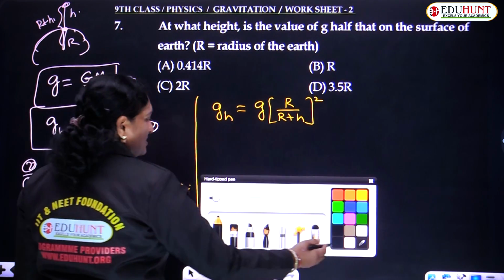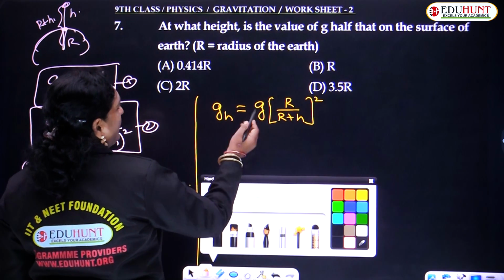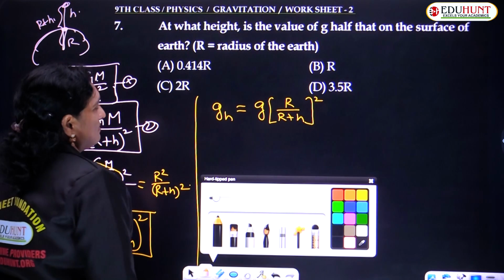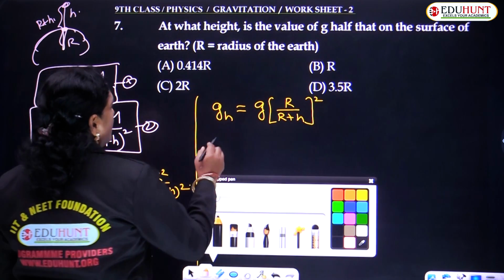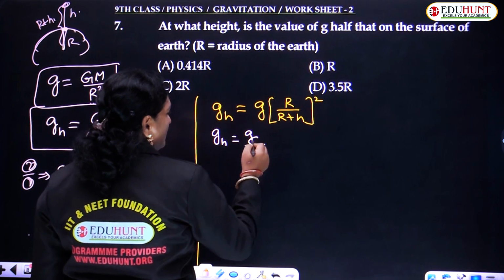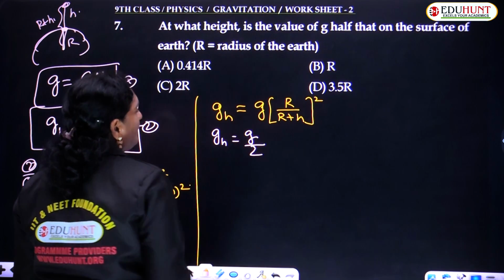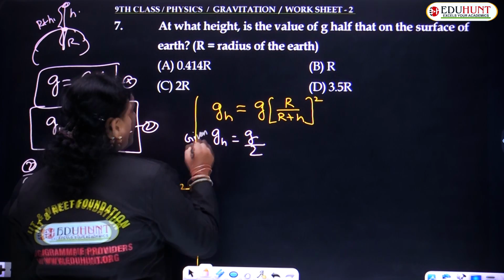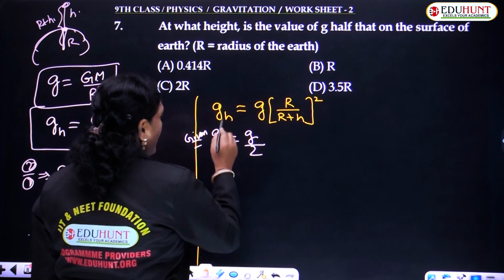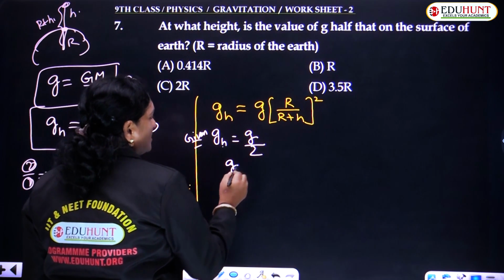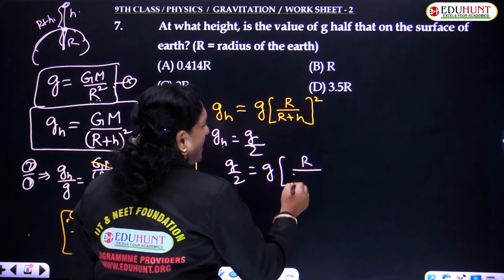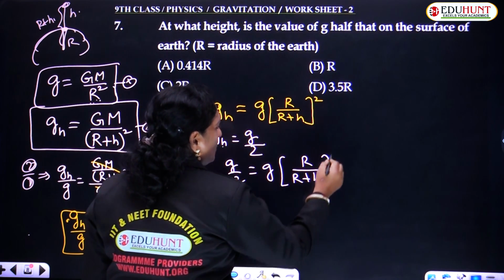So what is given, children? You are asked to find the value of h at which g is half that on the surface of the earth. Given the value of gh: for earth, if it has g, at height h it will be g by 2. This is the given condition, where R is the radius of the earth. Substituting this, instead of gh we can replace with g by 2 equals g times (R by R plus h) whole square.